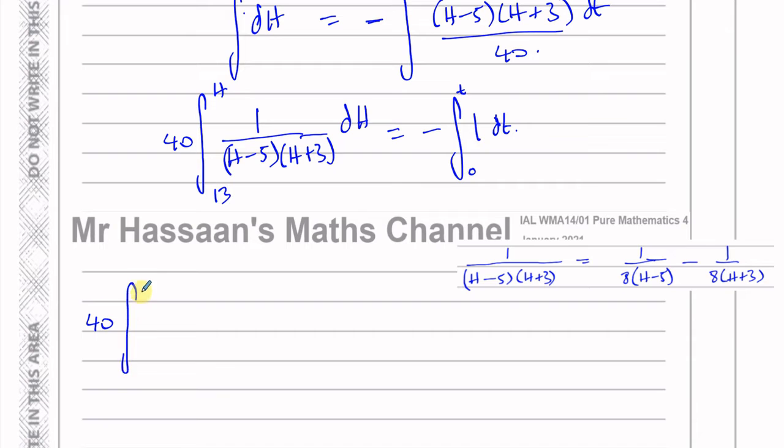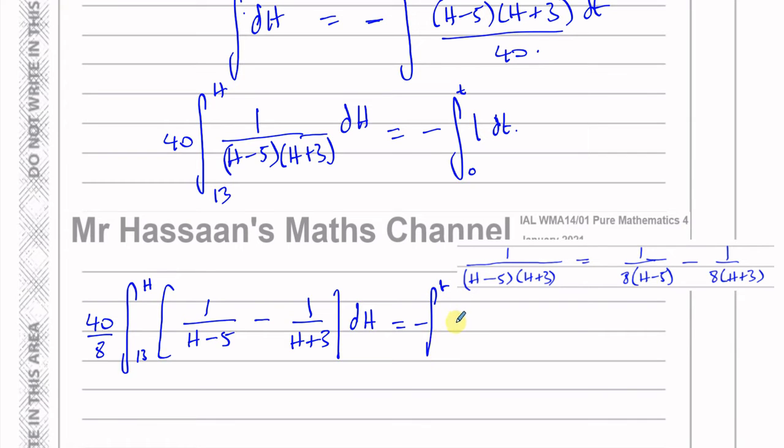the integral between h and 13 of, and we're going to have 1 over 8 as a common factor, so I can take that 8 out here. That will make life a bit easier, because you can see that 1 over 8 is common. So I'll write 40 over 8. That leaves me with 1 over h minus 5 minus 1 over h plus 3. And that has to be integrated with respect to h, and that's equal to minus the integral of 1 with respect to t between t and 0.